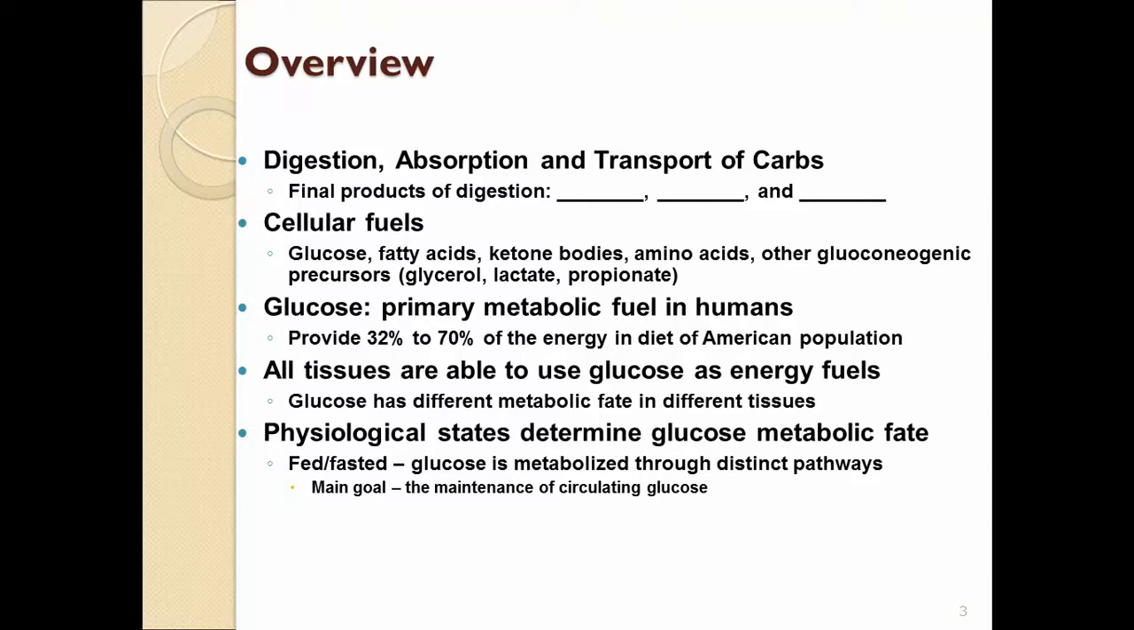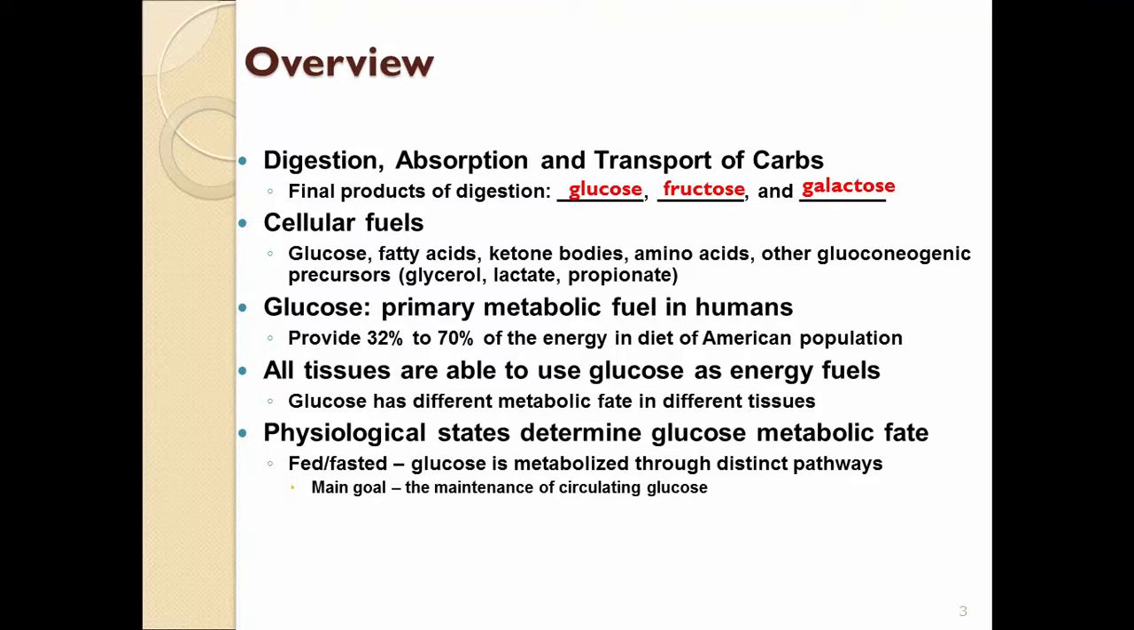So digestion, absorption, and transport of carbohydrate we already learned, right? And what about the final product of digestion from the carbohydrate that our body can absorb into the circulation and deal with? What are the final products of digestion? Remember, of carbohydrate. Glucose, fructose, and galactose. And because of the amount, glucose is most abundant. So we mostly talk about glucose metabolism, right? And glucose is the most important cellular fuel.